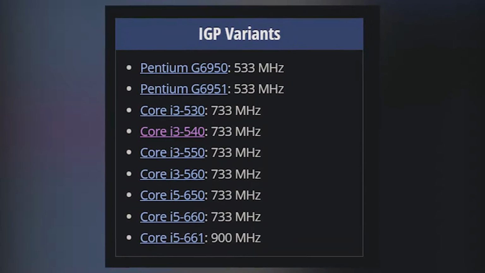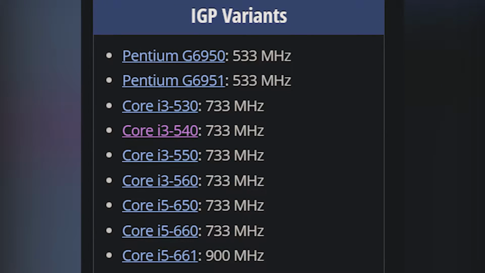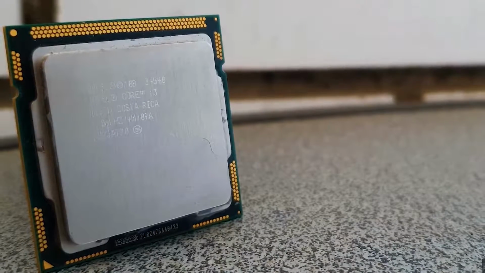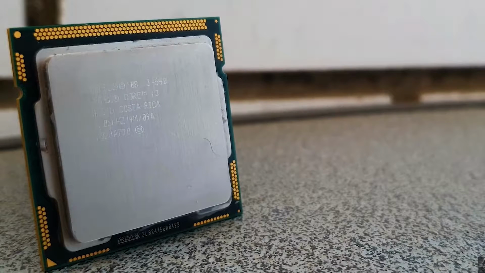So regarding first-gen integrated Intel GPUs, there were quite a lot of variants of them depending on the CPU you ended up with. Today, we are using the most common one, found in an i3 540. But now enough talking about the technical terms, let's see how the graphics actually perform.